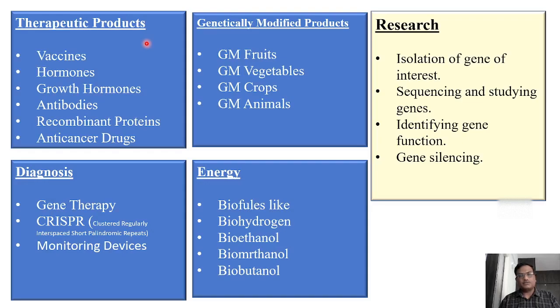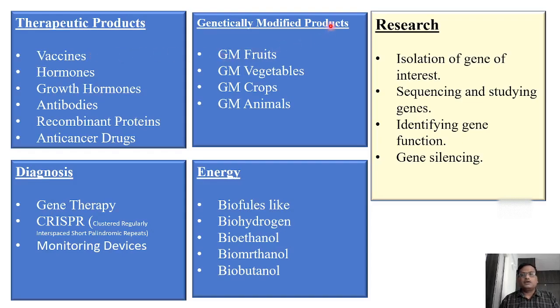For example, therapeutic products. For the production of therapeutic products like vaccines, hormones, antibodies, recombinant proteins, anti-cancer drugs, and many other products which are very important for medical treatment. For example, the creation of vaccines against deadly viruses, etc. They can be produced very accurately, and in a very short time, using recombinant DNA technology.